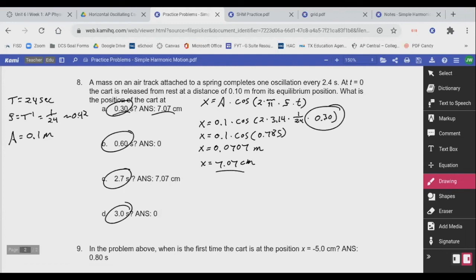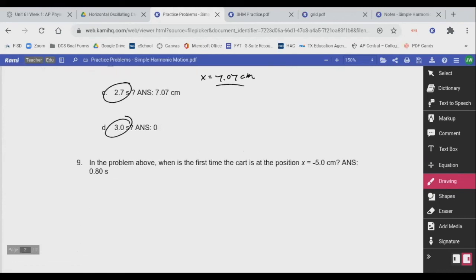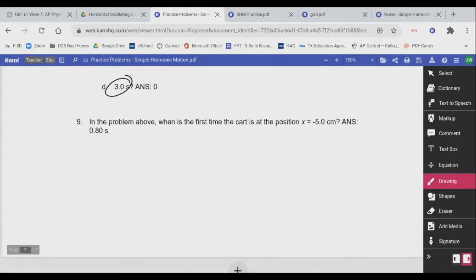If we need to come back to this one, make sure you get my attention. Number 9 is similar but different. It's similar because we're going to use the same formula. It's different because now they're giving us the position and we have to determine the time. So it's still x is equal to A times the cosine of 2 times pi times frequency times time.